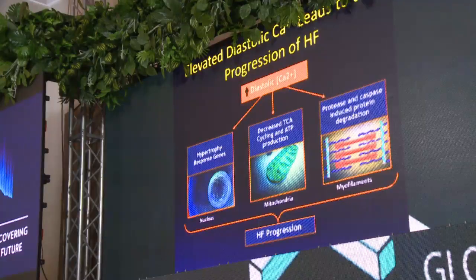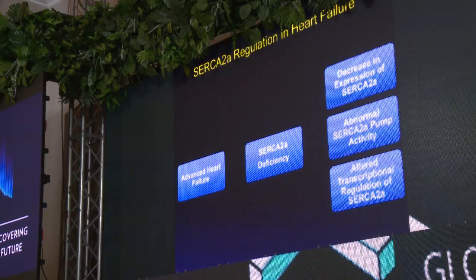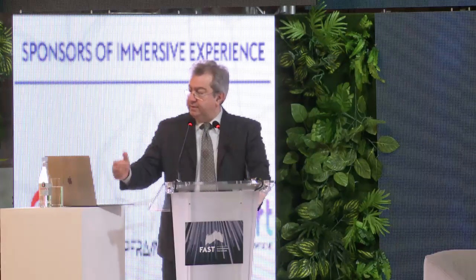Now, the deficiency in heart failure of this calcium cycling abnormality induces an elevation of calcium inside the cell that leads to more and more progression of heart failure, inducing hypertrophic response genes, decreased cycling and ATP production, and overall heart failure progression. Over the years, we've taken a number of approaches. One is to directly address the decrease in expression of this protein. Second is to modulate the post-translational modification, namely SERCA pump activity, and three is to look at the transcriptional regulation of SERCA. We're making advances on all these fronts, but the one I'm going to talk about for the gene therapy part is the decrease in expression, because that really directly relates to the gene therapy work.